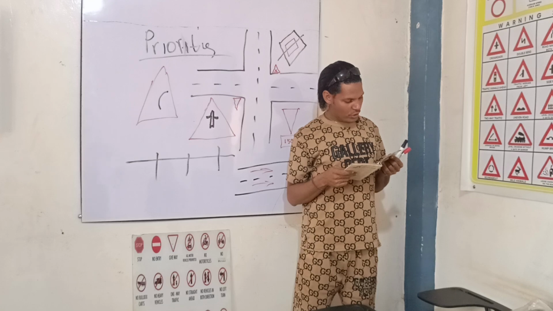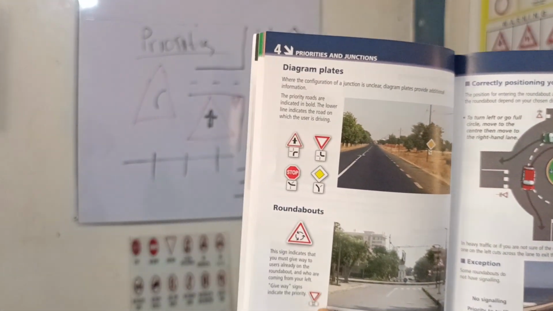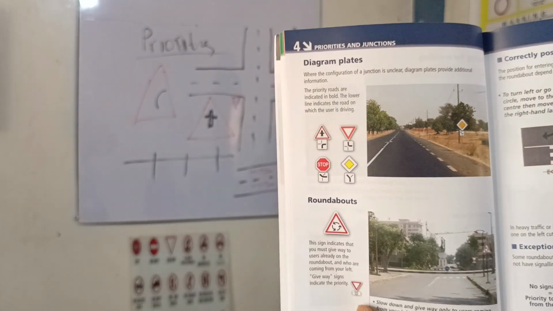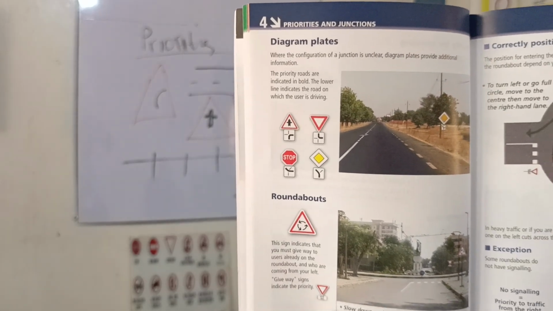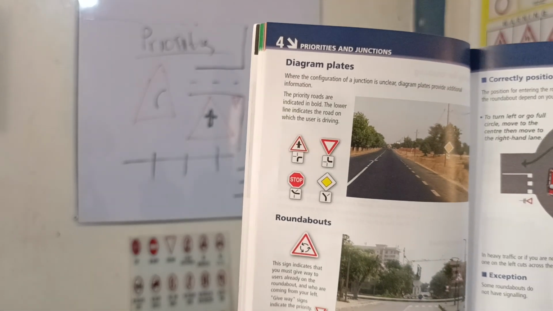The priority roads are indicated in bold. Are we there? Identify that place. The priority roads are indicated in bold. The lower line indicates the road on which the user is driving.